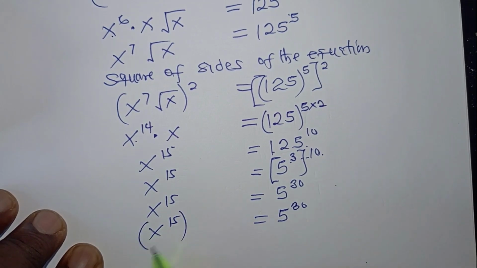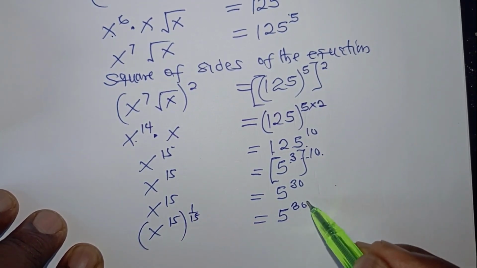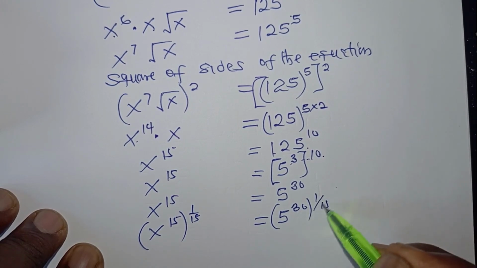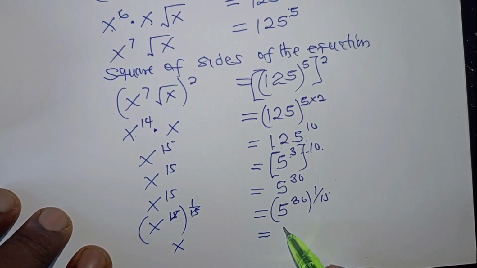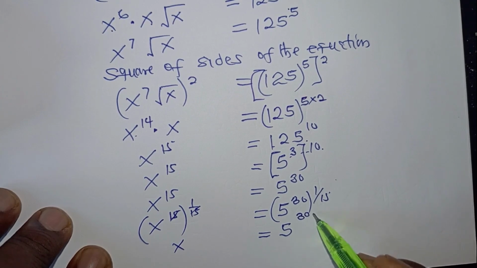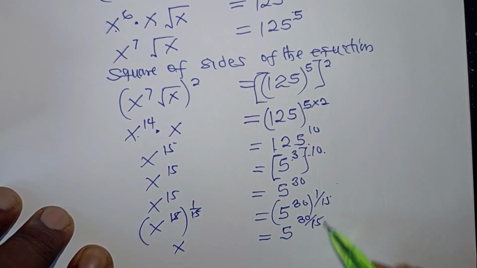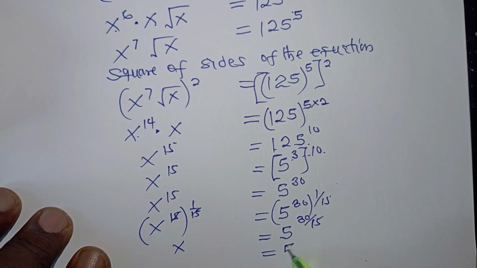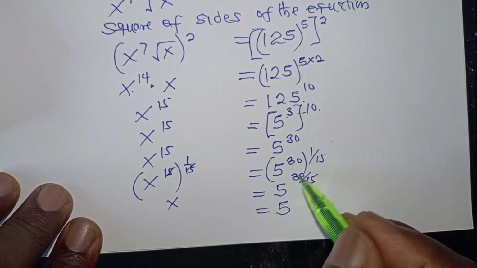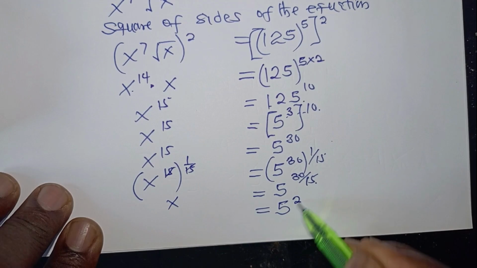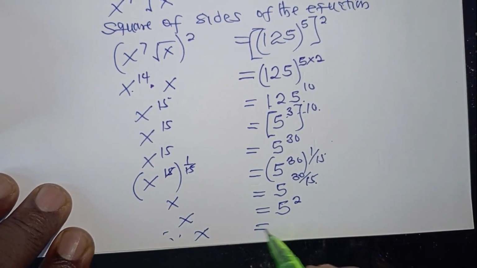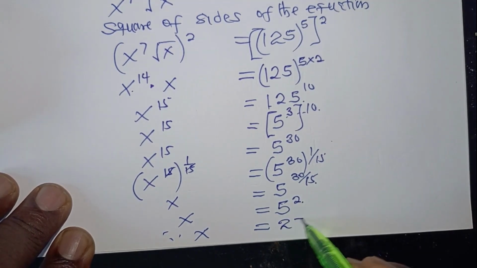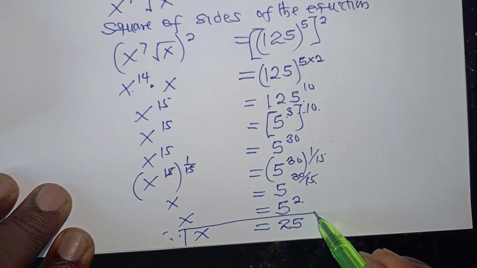So let's take the exponent 1 over 15 here and 1 over 15 here. So this will cancel this. So we get x equals 5 raised to the power 30 divided by 15. 30 divided by 15 will give us 2, and that is equal to x. So therefore x is equal to 5 squared, and that will give us 25. So that is the solution set for this equation.